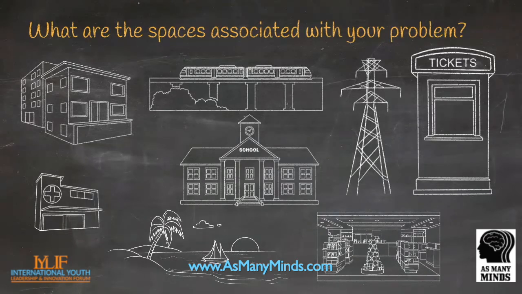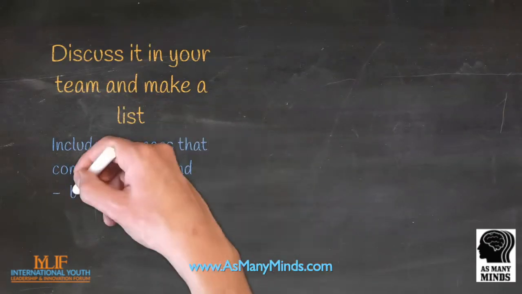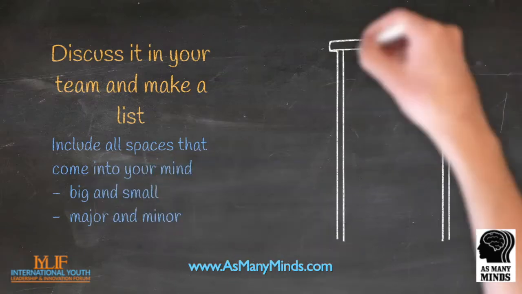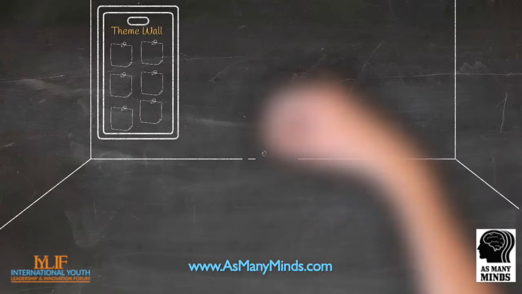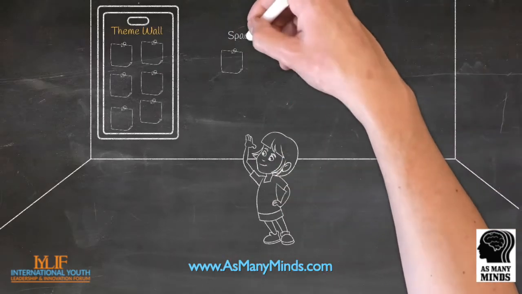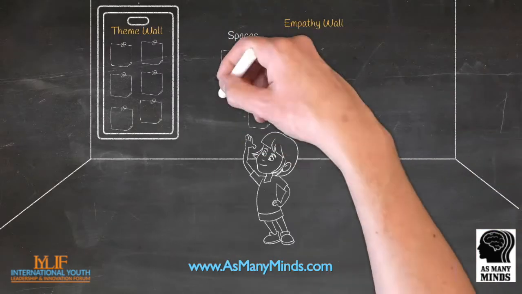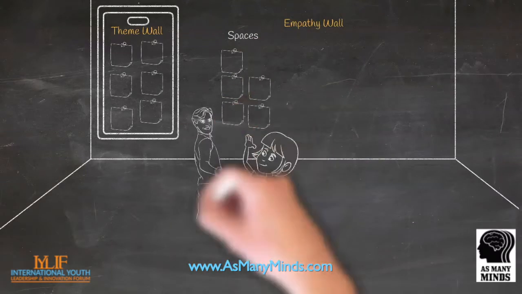Now, it's time for you to write down all spaces that come into your mind associated with the theme that you selected. Keep this in mind. One space for one sticky note. Now, since you have got the spaces written down, go to your empathy wall and stick it under spaces.